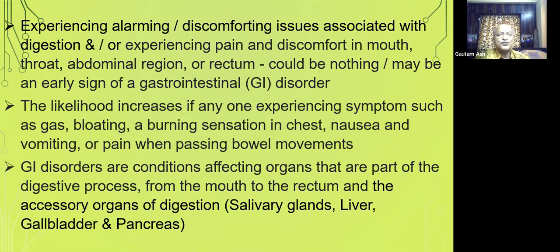GI disorders, or gastrointestinal disorders, are conditions affecting organs that are part of the digestive process from the mouth to the rectum, and the accessory organs of digestion, that is the salivary glands, liver, gallbladder and pancreas in particular. All are affected by gastrointestinal disorders, or any part of the digestive system, including the digestive tract and the accessory organs or digestive glands. When they are affected by any disease, that comes under gastrointestinal disorders.